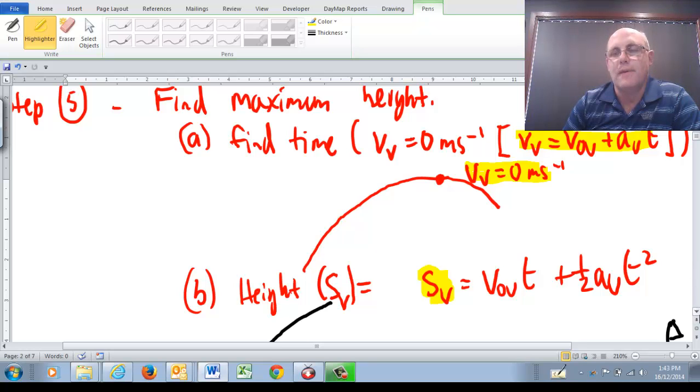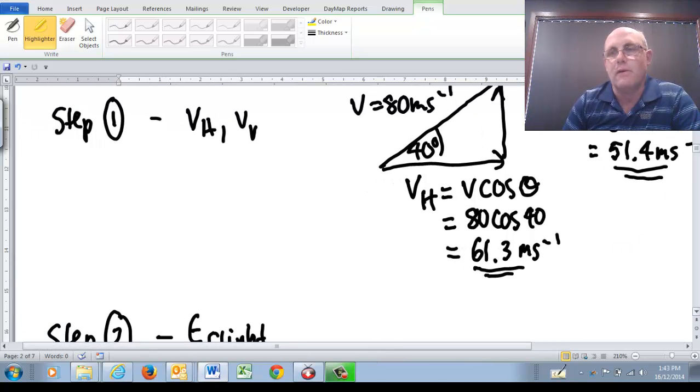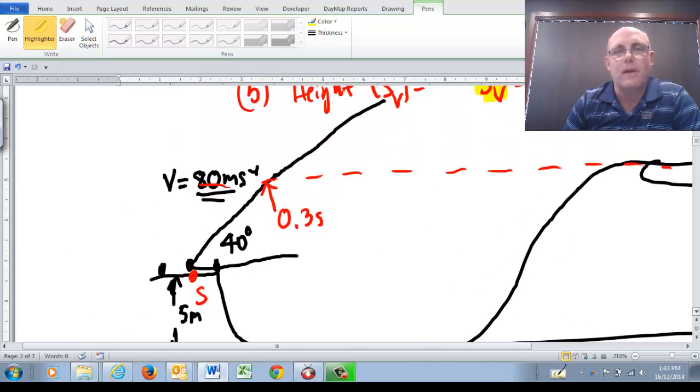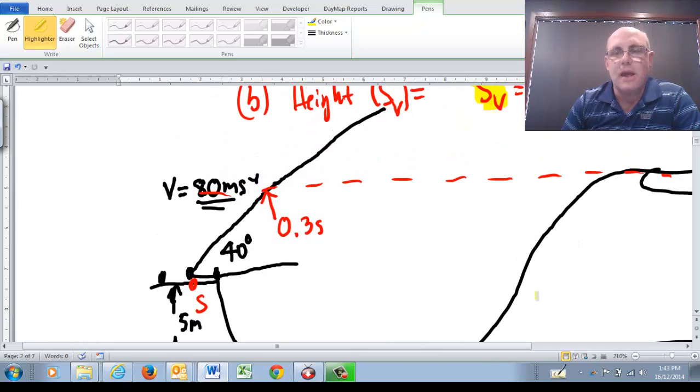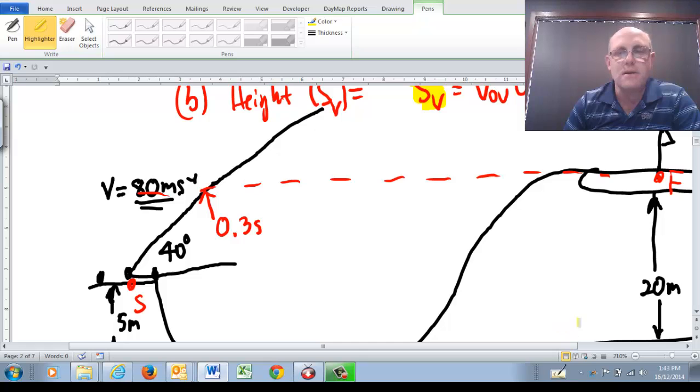Now, my favourite sport is in fact golf. I'm a very keen golfer, so I'm just going to go through an example looking at a golf scenario.